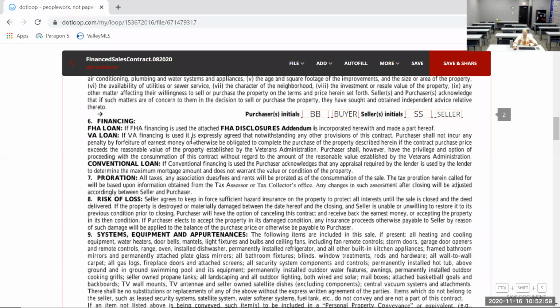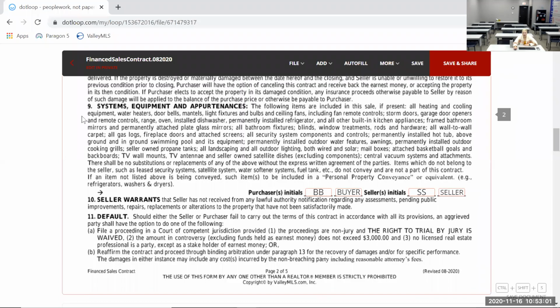We're gonna skip all the way down to 9. This is the second paragraph that you should know very, very well. 9 is systems equipment. So everything in here, basically, if it is attached, it must stay. And this is not a paragraph just to talk about to your purchaser. This is a paragraph that your sellers should be very well aware of as well. They need to know what all stays.